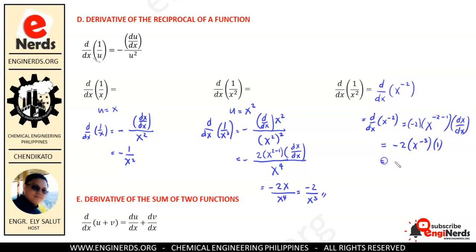So therefore, we have here negative 2 times x to the negative 3, which is also equal to negative 2 over x cubed. So pareho lang yung naging answer natin. So when you have a problem like this, you can actually solve it either way, no?